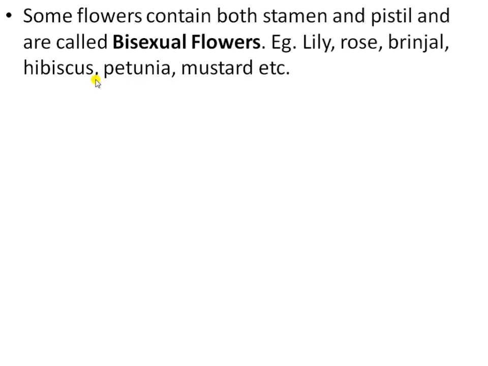Next, there are various types of flowers. Some flowers contain both stamen and pistil and are called bisexual flowers. Bi means both, and sexual refers to the reproductive parts. So when both reproductive parts, stamen and pistil, are present, it is a bisexual flower. For example, lily, rose, brinjal, hibiscus, petunia, mustard, etc.